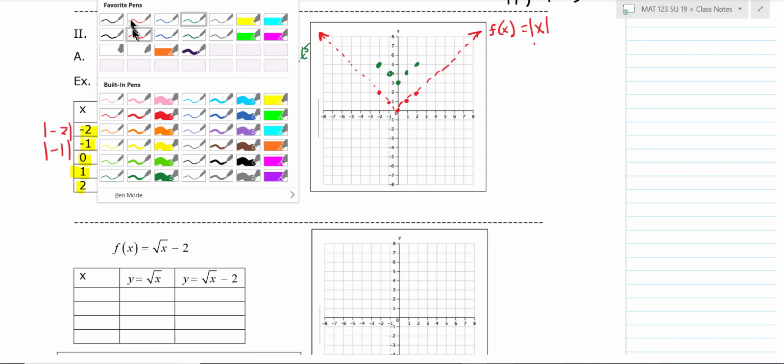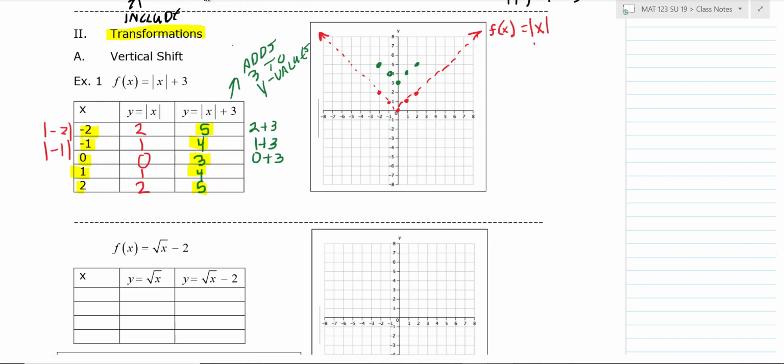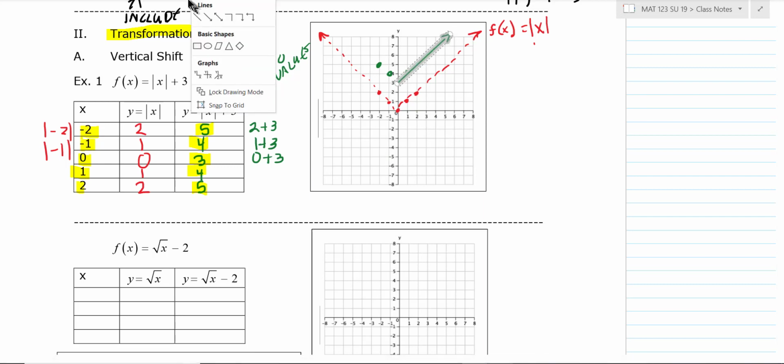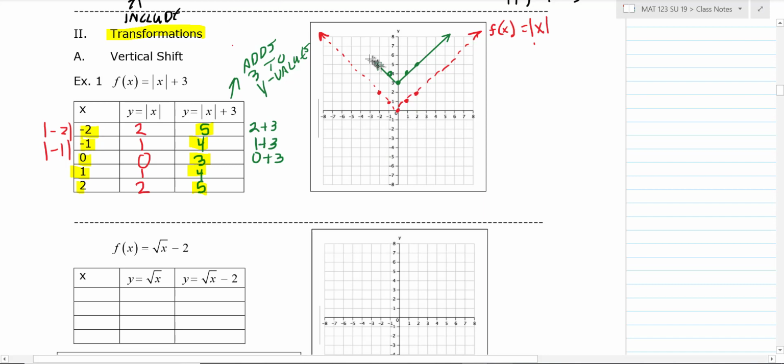All right, and then that will give you the final graph that we're looking for. So what this did is that plus 3 transformed or moved all those points up 3 units. Okay, so this is the graph of y equals absolute value of x plus 3. That thing right there just moved you up 3.